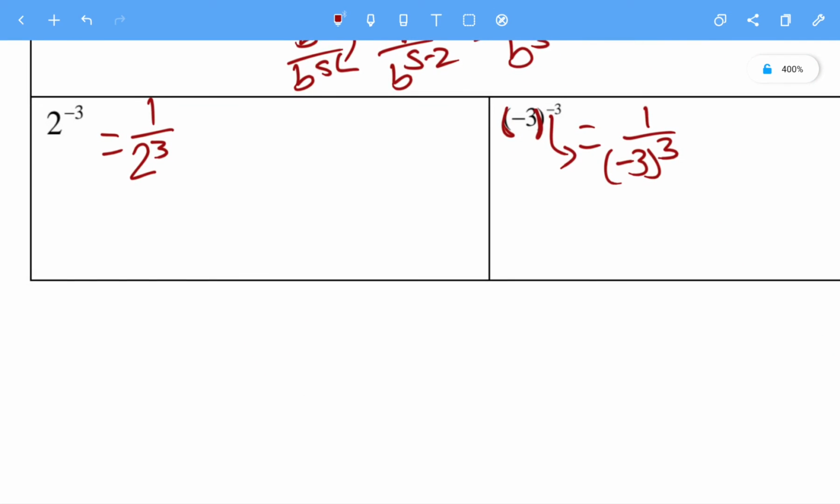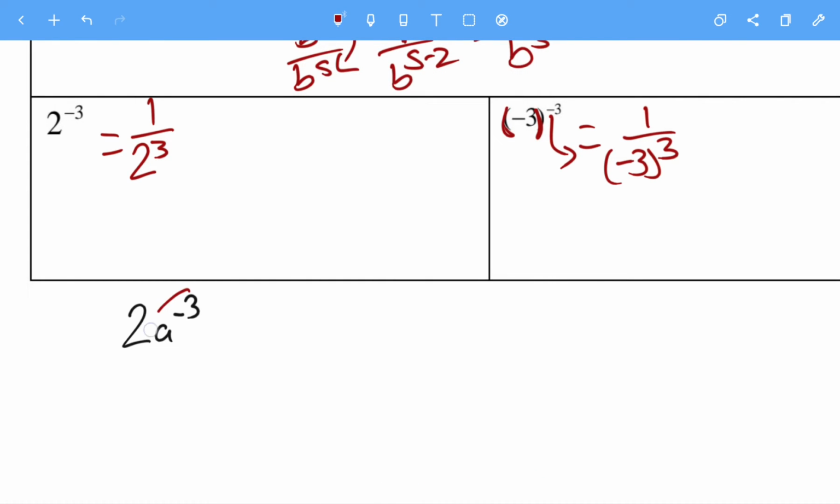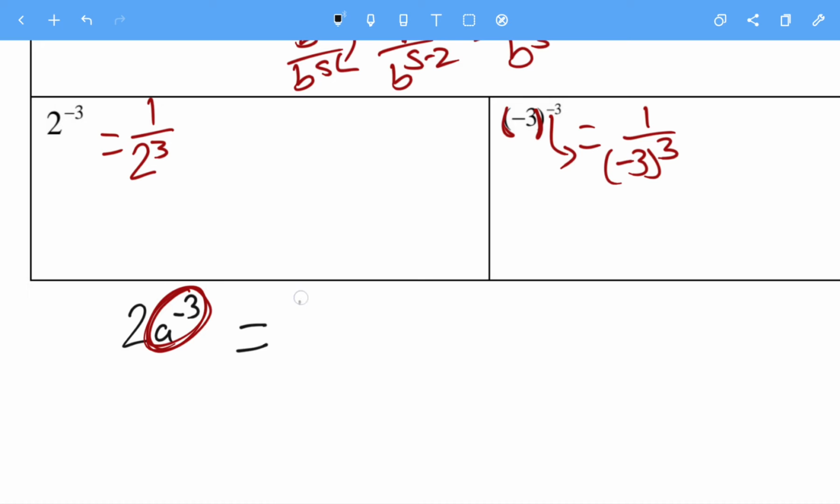Now, let's say I'm going to write another example down here. We have 2a to the negative 3. I want to show you this one because this negative 3 is only on the a. So that's the only one that's going to be bumped down. So the 2 is going to stay in the numerator, and that a to the 3rd is going to come down.